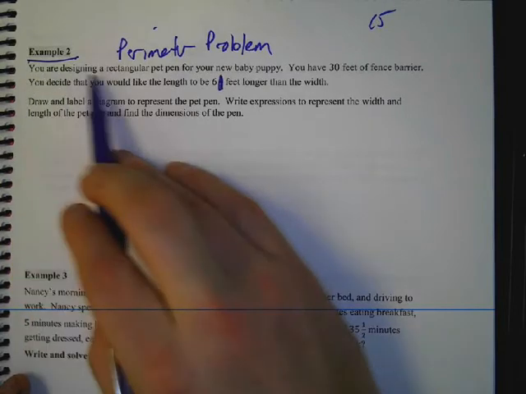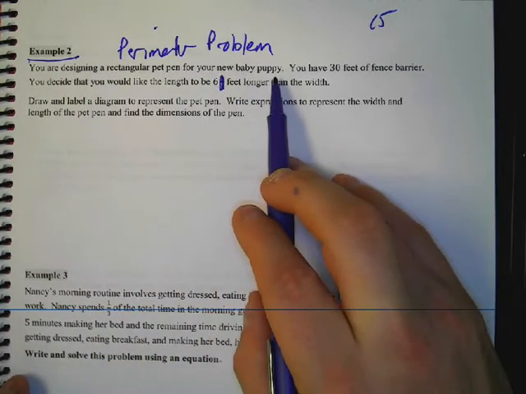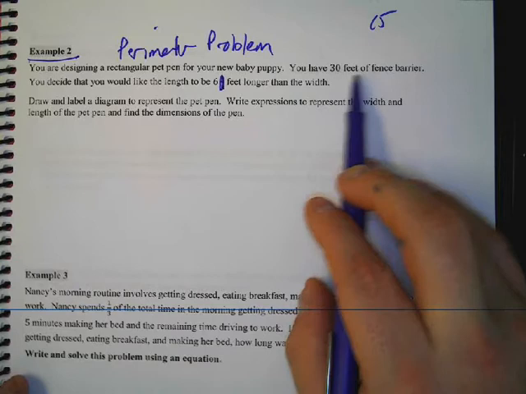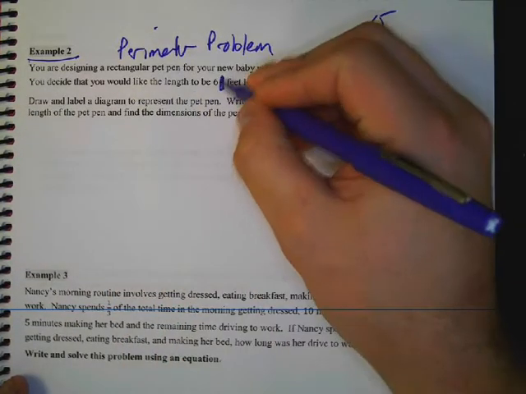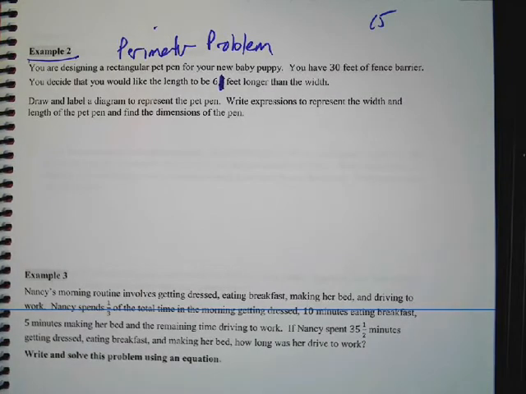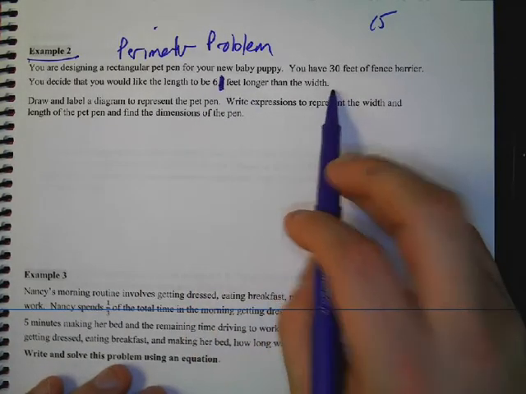So you're designing a rectangular pet pen for your new baby puppy. You have 30 feet of fence barrier. You decide that you would like the length to be 6 feet longer than the width. Now, I'm going to take out the fraction. We're not going to worry about fractions for this.